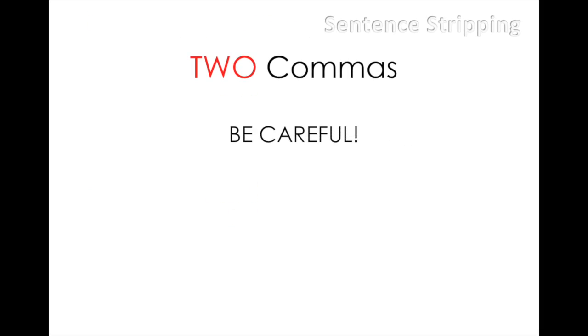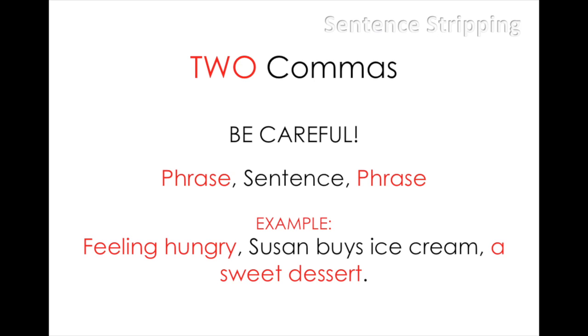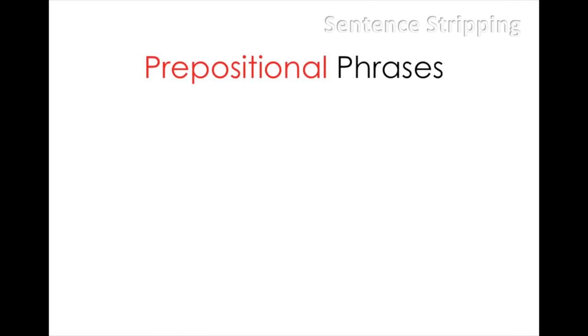Be careful. The exams may try to trick you by putting two commas in a sentence, but not using them as blanket commas. Instead, there might be a phrase at the beginning and end of the sentence. For example, feeling hungry, Susan buys ice cream, a sweet dessert. Here, if you were to cross out the words between the commas, you'd be left with feeling hungry, a sweet dessert. This is clearly not a sentence. The lesson to be learned is to always bracket the sentence and read the sentence you are left with after stripping.